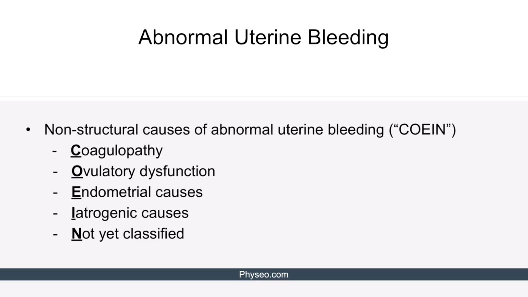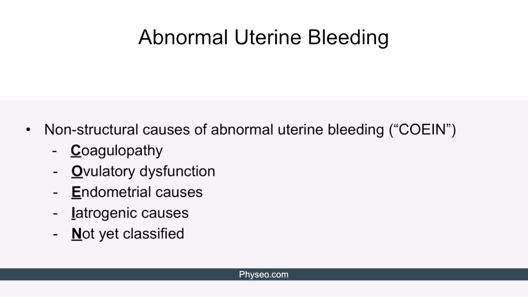Ovulatory dysfunction, O, specifically anovulation, so the patient's not ovulating, can contribute to abnormal uterine bleeding. A good example of the type of abnormal uterine bleeding that would be caused by an anovulatory cycle is polycystic ovarian syndrome. Now let's move on to the E of the COIN mnemonic.